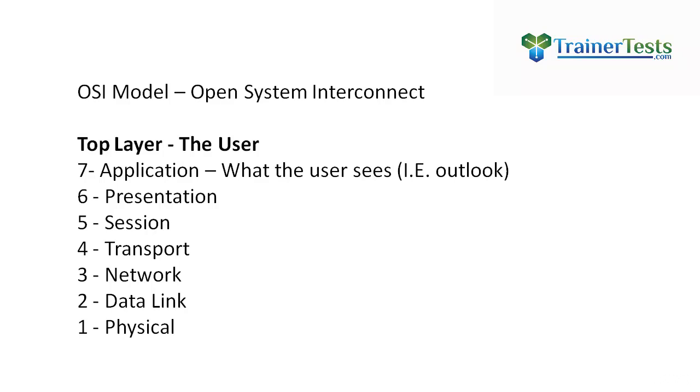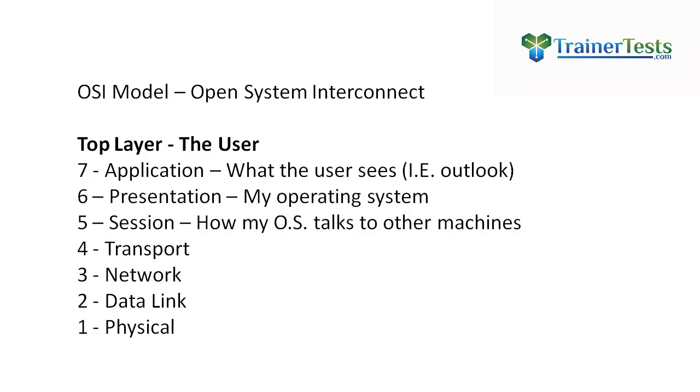And honestly, in this video, we're not super concerned with these top 3 layers: application, presentation, and session. These are the things that are happening within my computer, and we're not so worried about that from a networking perspective. So we don't spend a lot of time on them. For these 2 layers, let's just call the presentation layer my operating system. We'll call the session layer how my operating system talks to other machines.